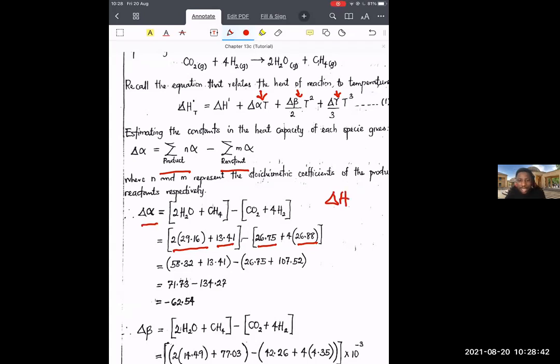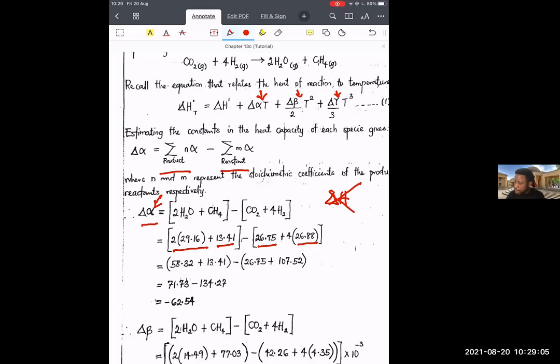Remember, in this particular case, we are dealing with these values, we are not dealing with that. So you cannot say that hydrogen is an element here, so it should be equal to 0. No. We are not dealing with that. We are dealing with the constants. So that is why we cannot make that to be 0. So take note of that.